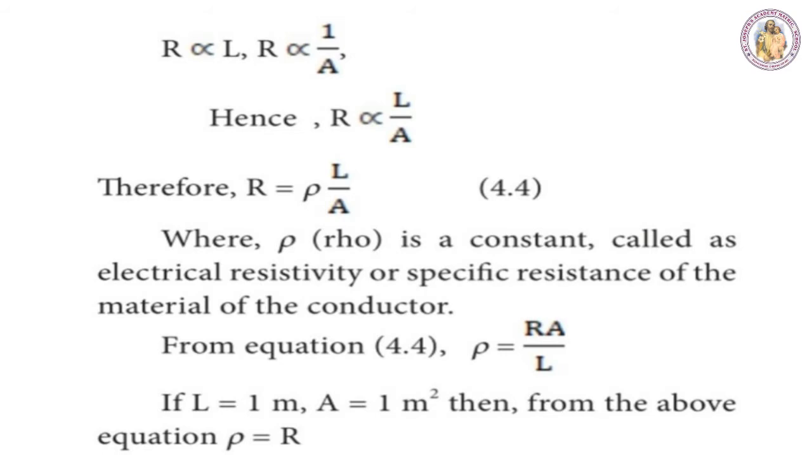From the above equation we get resistivity is equal to RA by L. If we substitute L equal to 1 meter and area equal to 1 meter square, then from the above equation we get resistivity is equal to R.